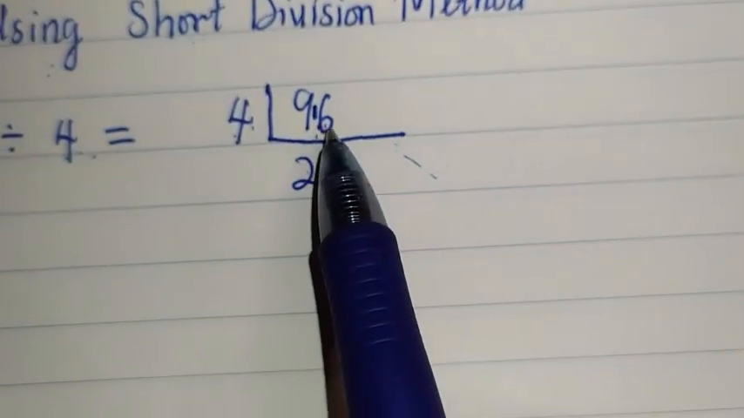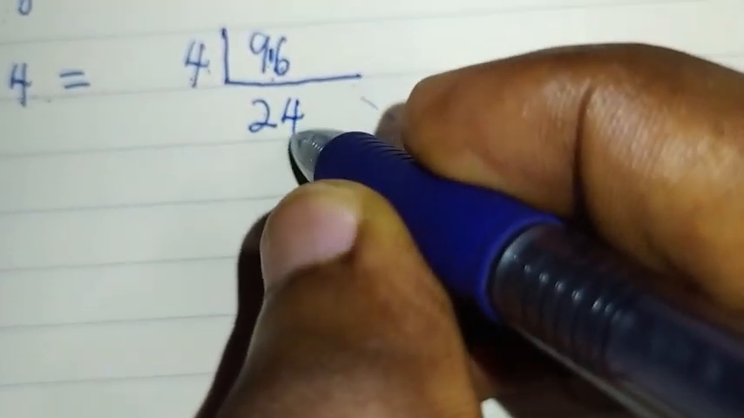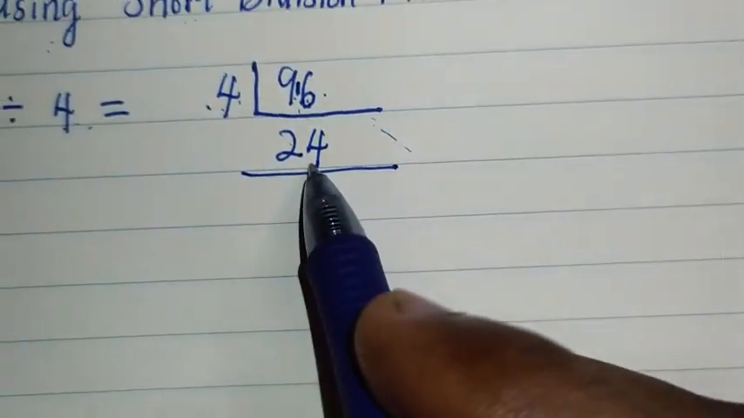So I'll place the 1 right beside my 6. So 1 and 6 becomes 16. So then I will say 4 in 16, and that will give me 4. So meaning that 4 in 96 is 24.